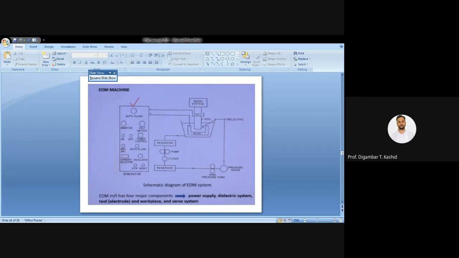If you use this inhibitor, the dielectric constant of this dielectric actually reduces. Keep in mind, for EDM, kerosene is normally and commonly used, and also deionized water. But deionized water has some limitations.